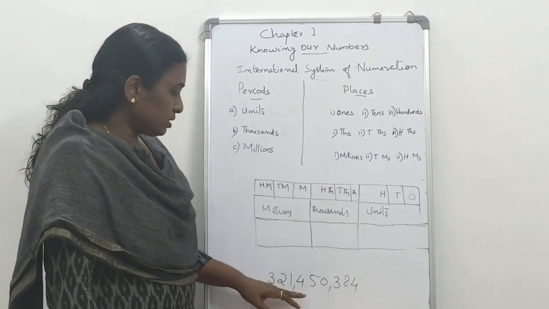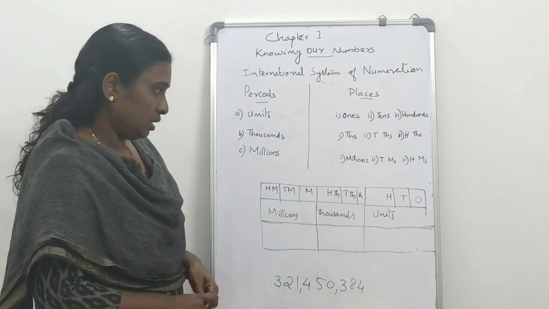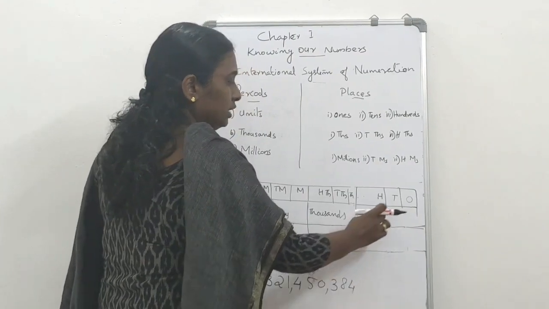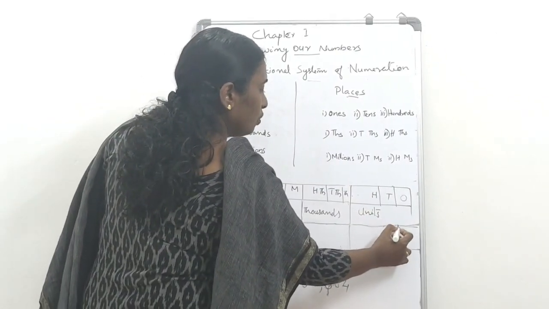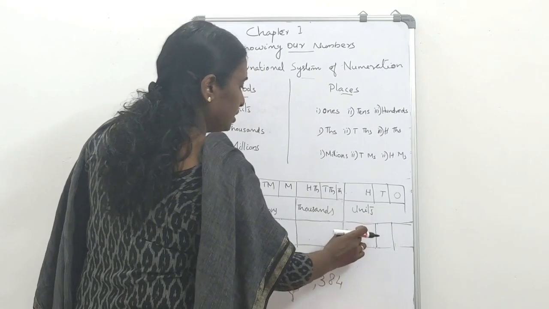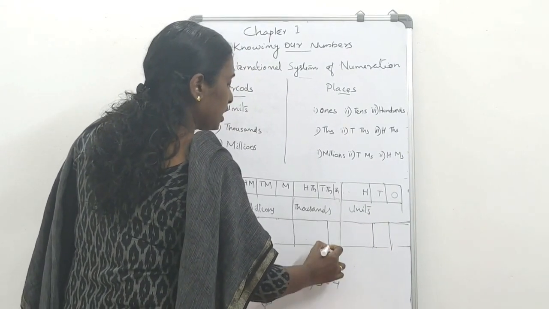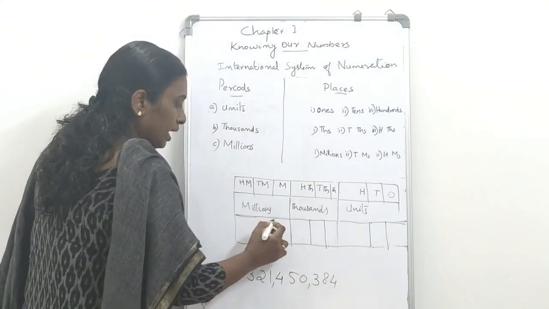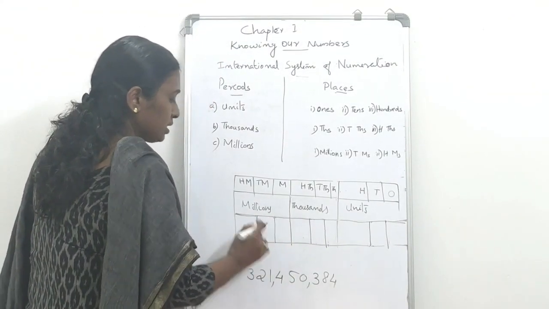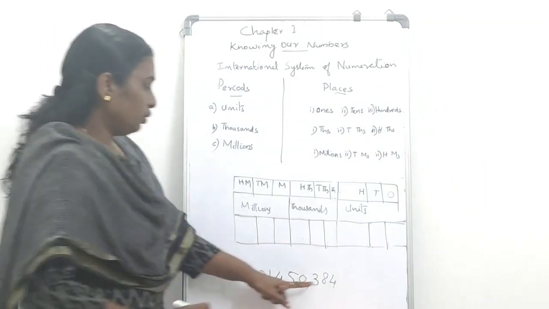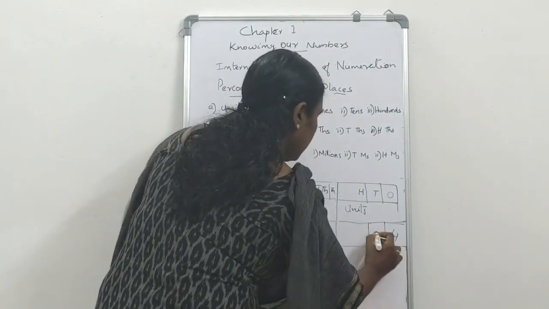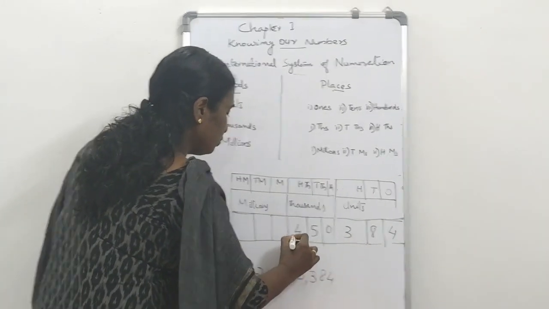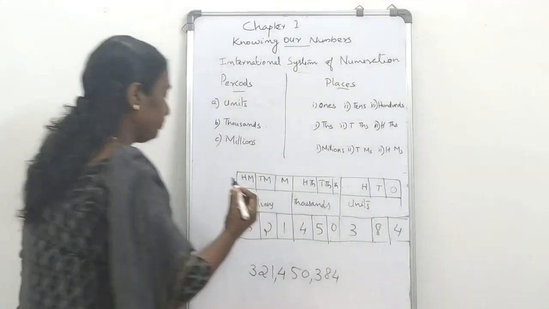Now we are going to place this number in this chart. Here there are three periods. Each period consists of three places. Ones, tens, hundreds. This period has thousands, 10,000s, 100,000s. Millions period has millions, 10 millions and 100 millions. Now 4 is in the ones place. 8, 3, 0, 5, 4, 1, 2, 3.